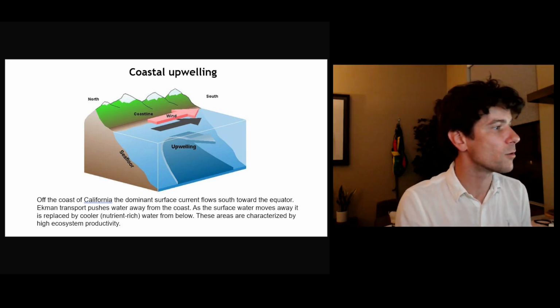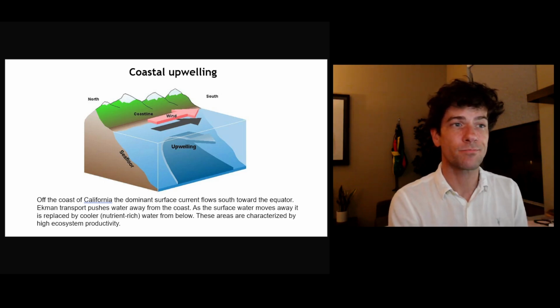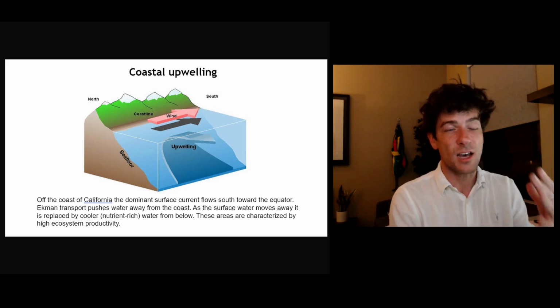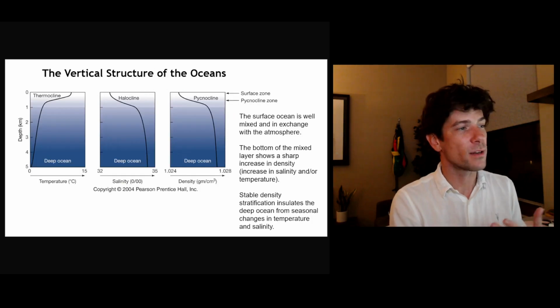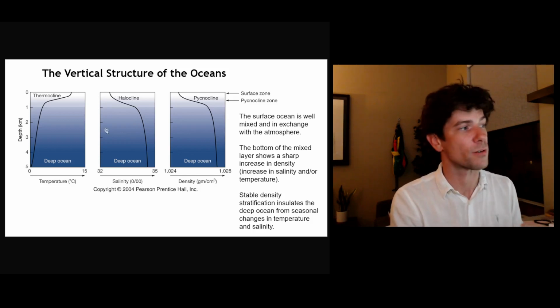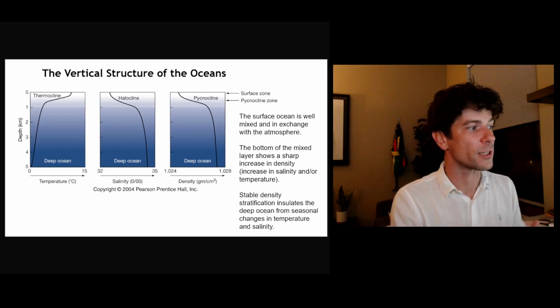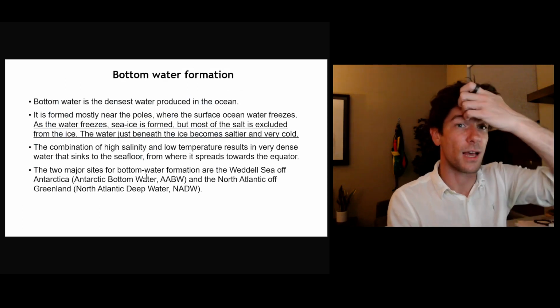Okay, so surface ocean circulation is driven by the wind primarily. That can lead to upwelling, transfer of deep ocean water to the surface. But how do we get this low density surface water into the deep ocean? Well, we do that primarily through the formation of sea ice. And that's what this slide here is talking about.